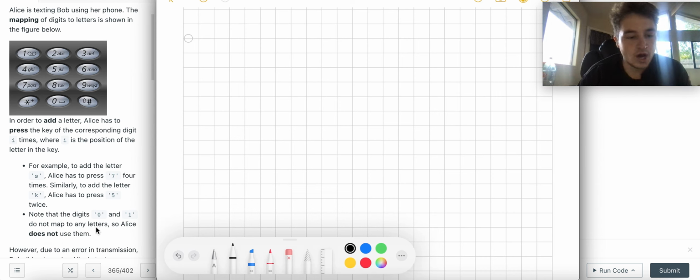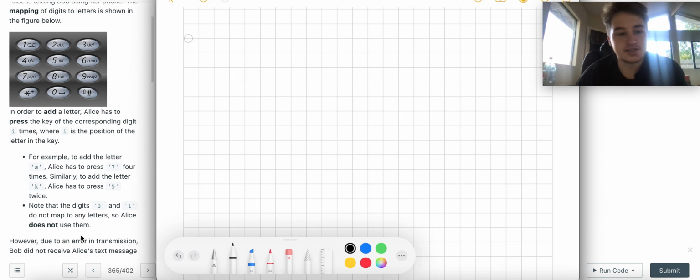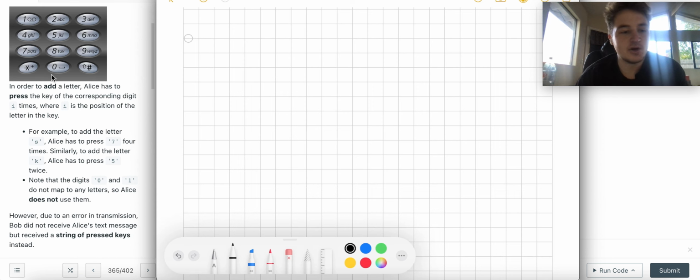Note that 0 and 1 do not map to any letters, so Alice just doesn't use them. I think 0 is a space, and I don't remember what 1 does. But I'm not that old, so there was only a very small period of time where we would use these, though I remember my older brothers would. Who cares?